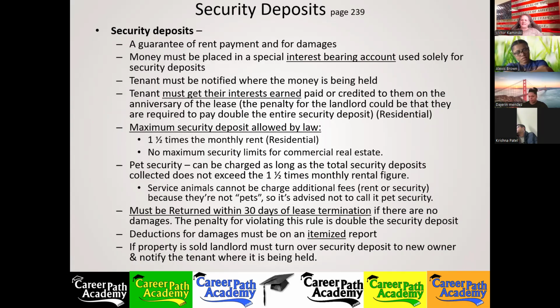Commercial real estate has no maximums for security deposits. If the landlord wanted to charge you 3 or 6 months security deposit and they could get away with it, it's legal. But for residential, the maximum is 1.5 times the monthly rent. Pet security can be charged as long as the total security deposit collected does not exceed 1.5 times the monthly rental figure.